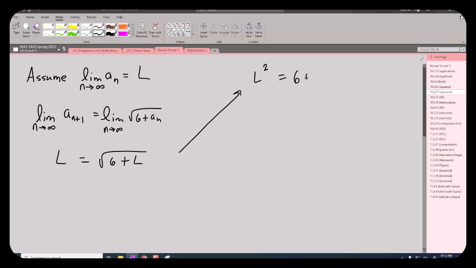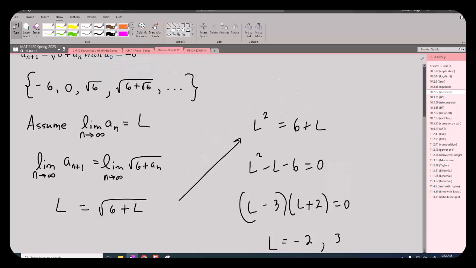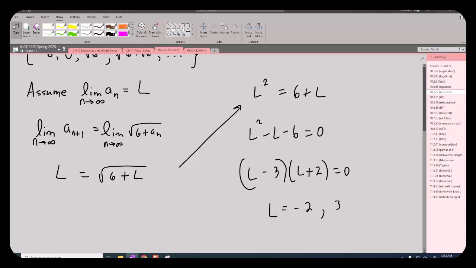And we have a quadratic. To solve a nonlinear equation, everything goes to one side and you factor. When you factor this, you end up with two potential solutions. But when you look at your sequence, the tail of it is all positive, so that limit cannot be a negative number. We rule out the negative, and this limit must be 3. That'll be the limit of that sequence.